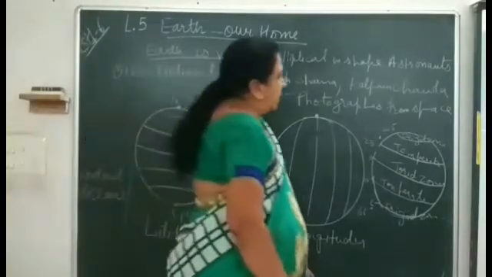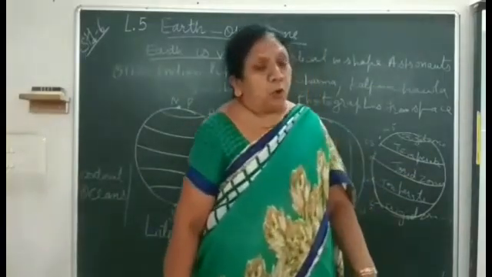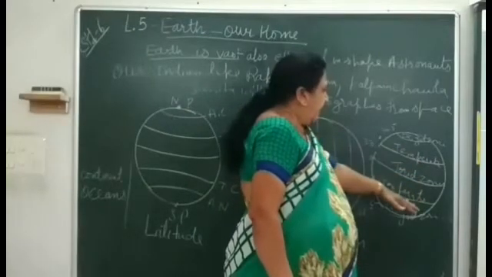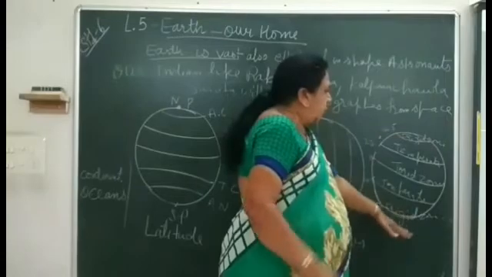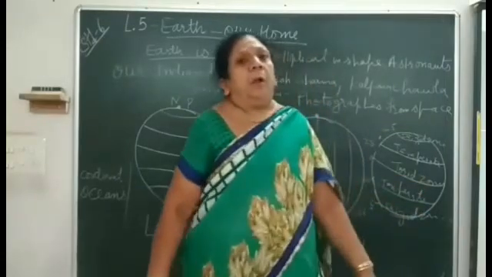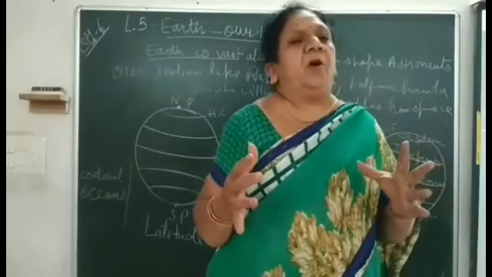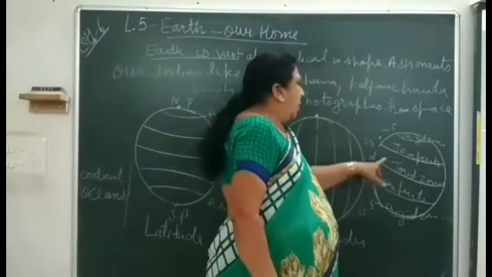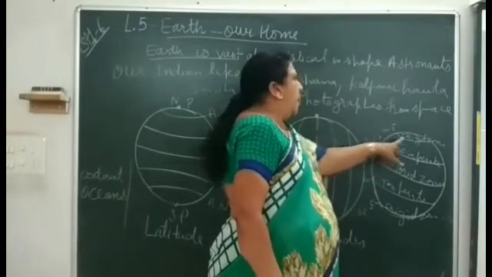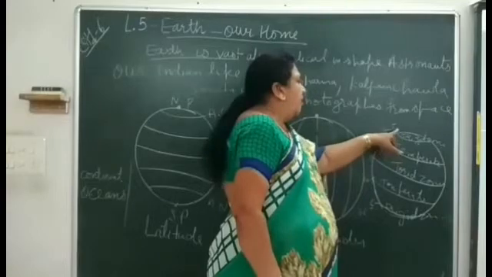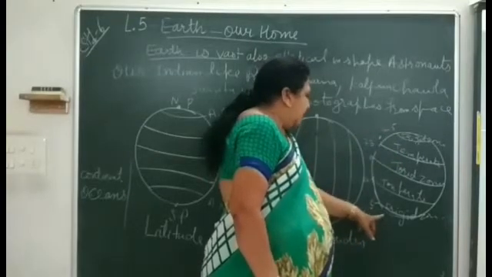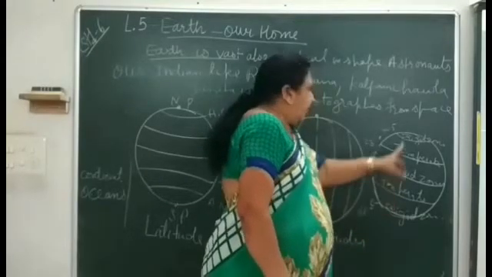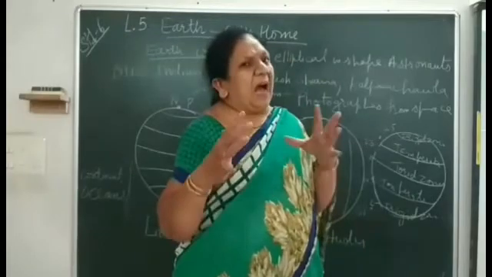Again, in one figure there are 3 zones: the torrid zone, the temperate zone and the frigid zone. Torrid means very hot place, at 0 degrees. Temperate is at 23 degrees and frigid zone is at 66.5 degrees. These are the angles. Frigid zone, frigid means ice.